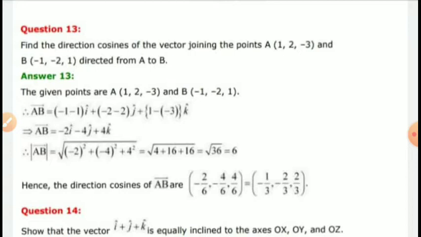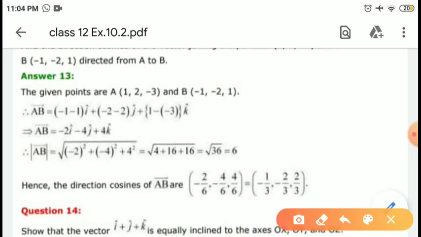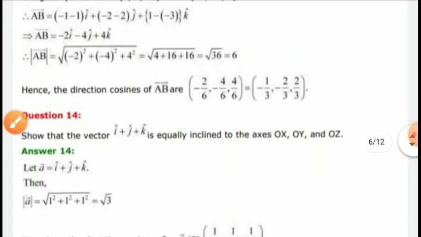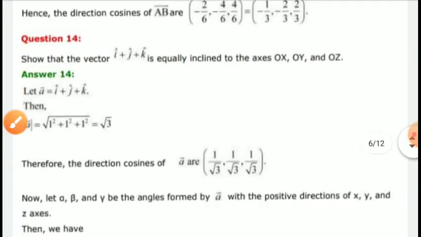So direction cosines of the vector joining these two. When you find AB, that is B minus A, which is minus 2i, minus 4j, and 4k. So find the magnitude, and the direction cosines will be these vector components divided by the magnitude 6. So those are the required direction cosines. Now let us go for the 14th question.